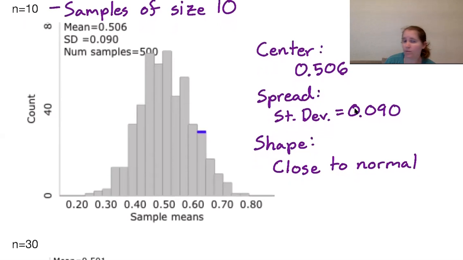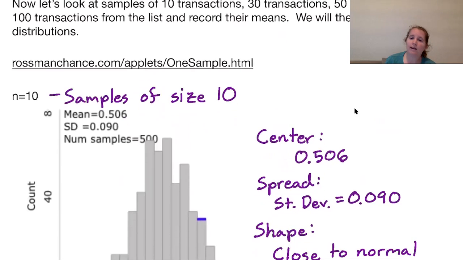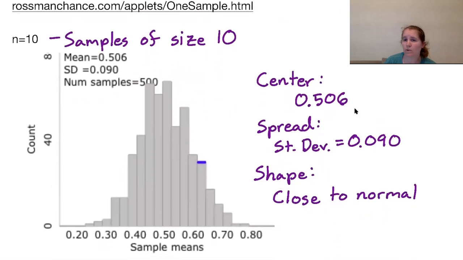Now, the actual mean of the data set was something like 0.498, if I remember correctly. So the center here is pretty close to the mean of the data set. The standard deviation, if we scroll up, was 0.289. So our standard deviation here is quite a bit smaller.